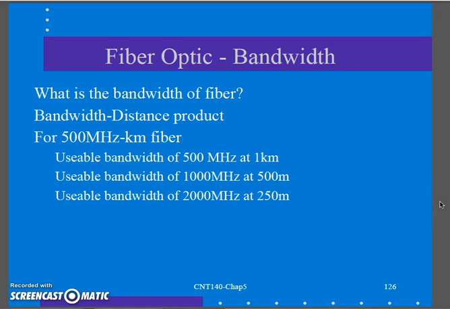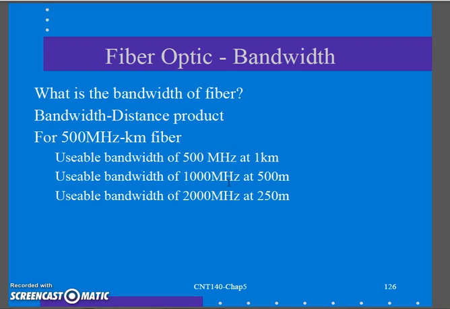Okay, a couple more tidbits on some of the technical details of fiber. One of the next things they mentioned was bandwidth. We had mentioned a little bit about this before. We talked about attenuation, but the bandwidth of fiber is really a product of the bandwidth rating of the fiber and the distance it's going. So a fiber that's rated at 500 megahertz per kilometer, if I have a fiber run that's a kilometer long, you'll get 500 megahertz of usable bandwidth. Meanwhile, if it's half that distance, you're going to get 1,000 megahertz. If it's a quarter of the distance, you're going to get 2,000 megahertz.